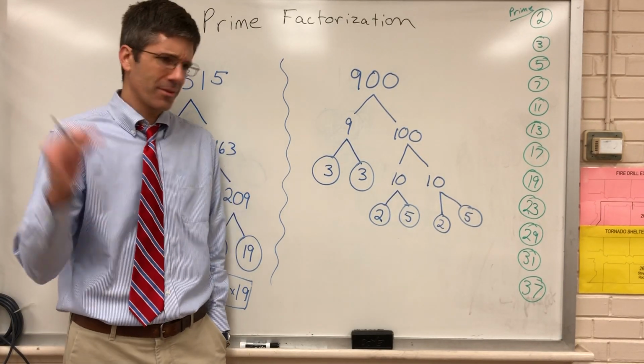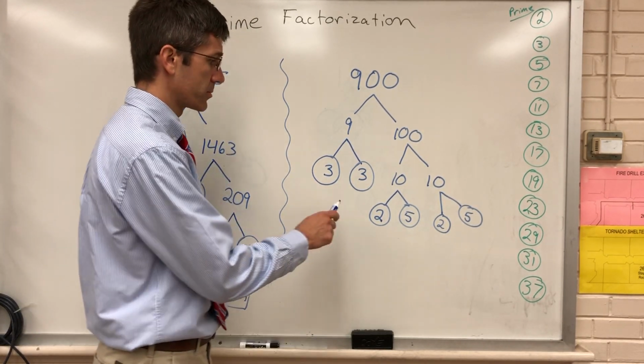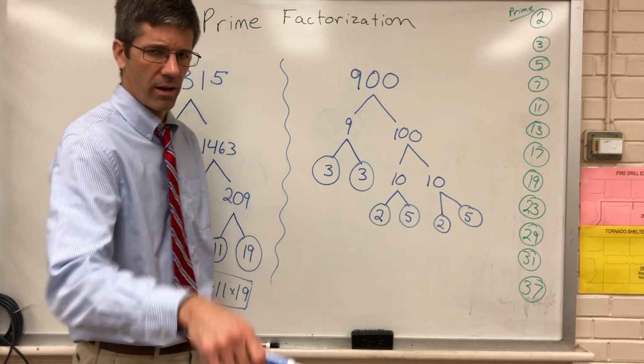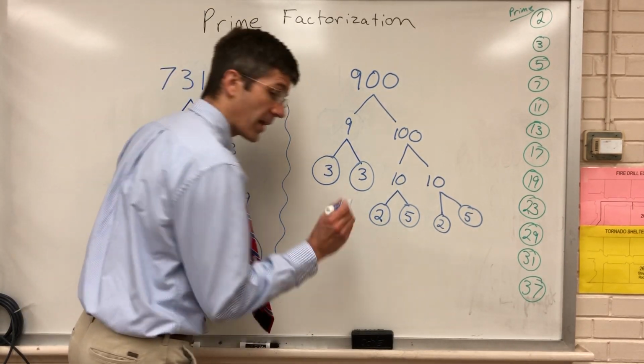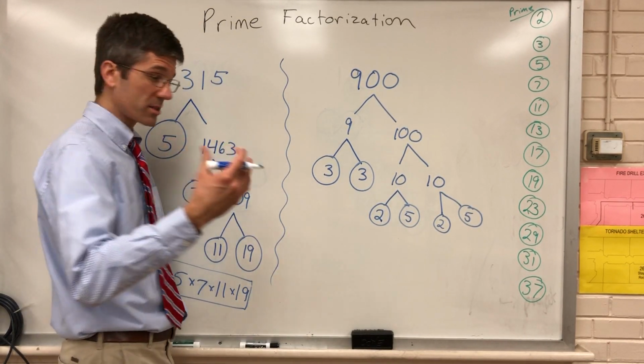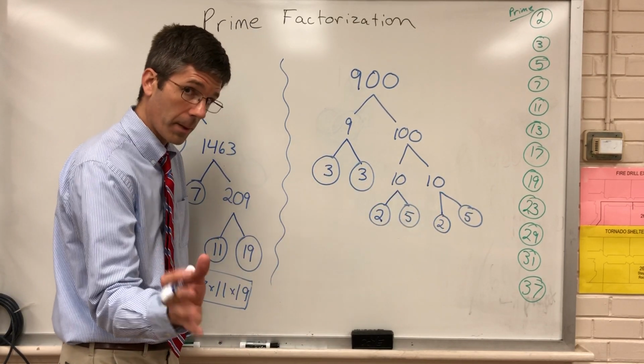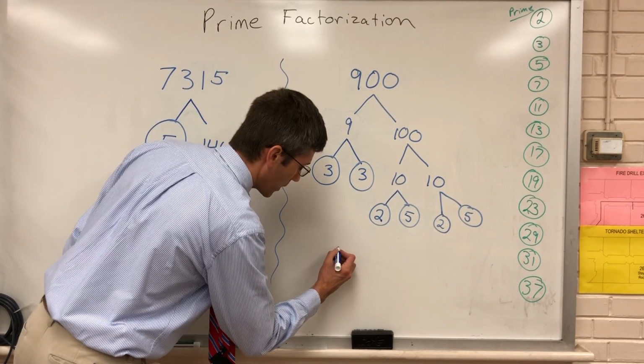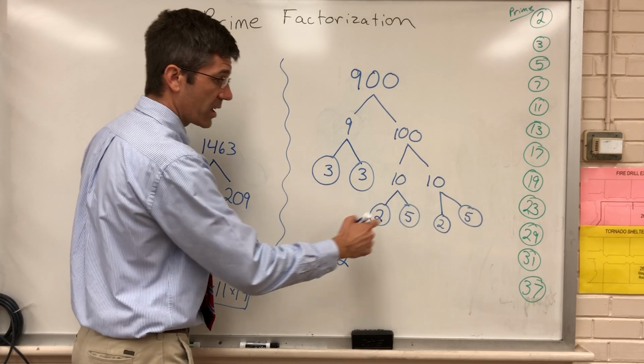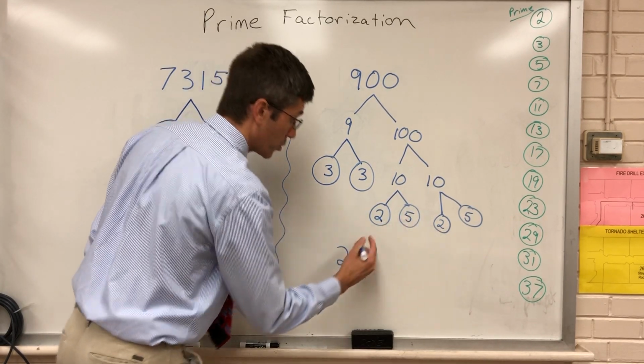So let's write the final answer. And I'm going to go ahead and jump straight to the final answer instead of being like 3 times 3 times 2 times 5 times 2 times 5. I don't want to write all that. We don't have time. Final answer. I'm going to go from smallest to biggest. The smallest prime number is 2. How many of them do I have? I have 2 of them.